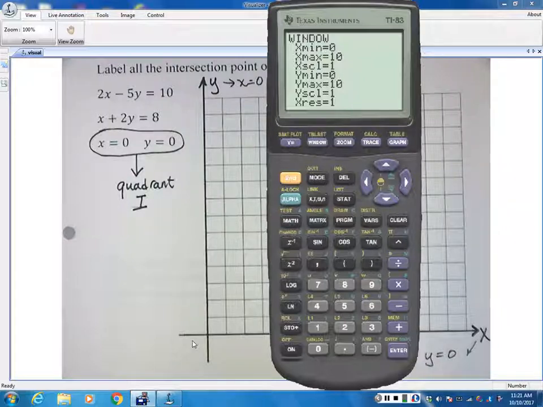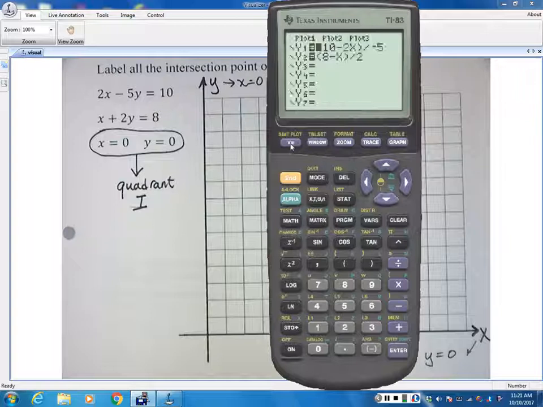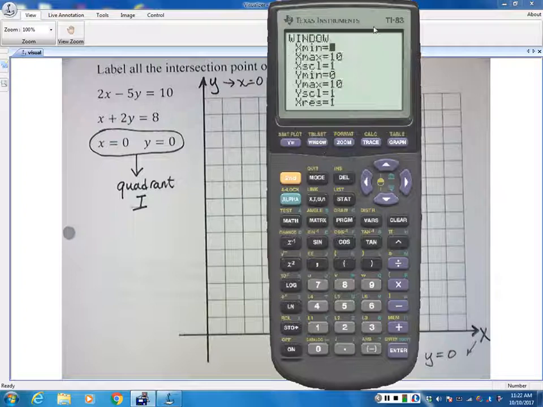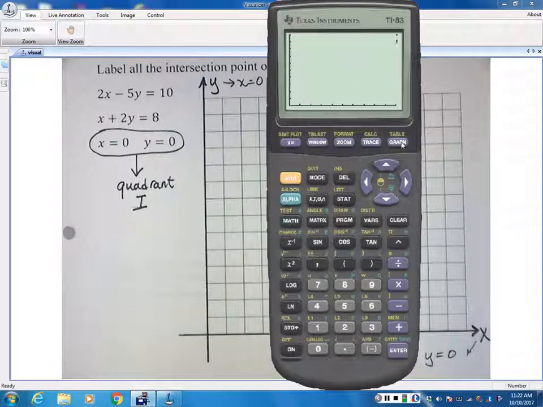Can you go back to the y equals? Sure. Okay, thank you. Okay? So now that we've entered our equations, we've set up the window, then all we need to do is graph and see what we see.